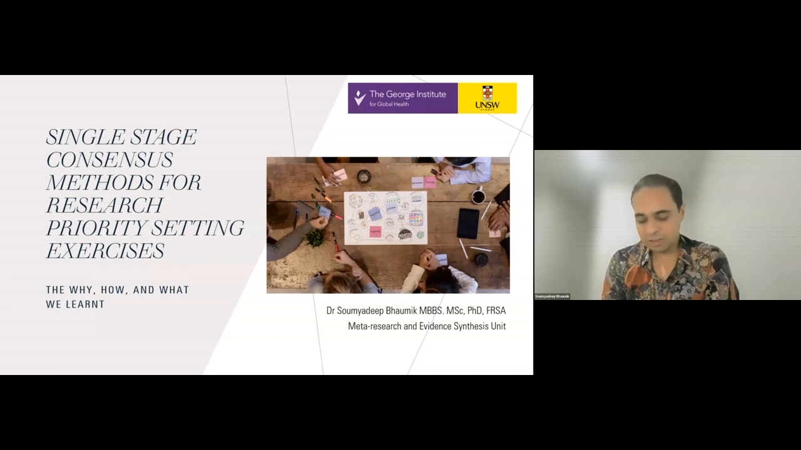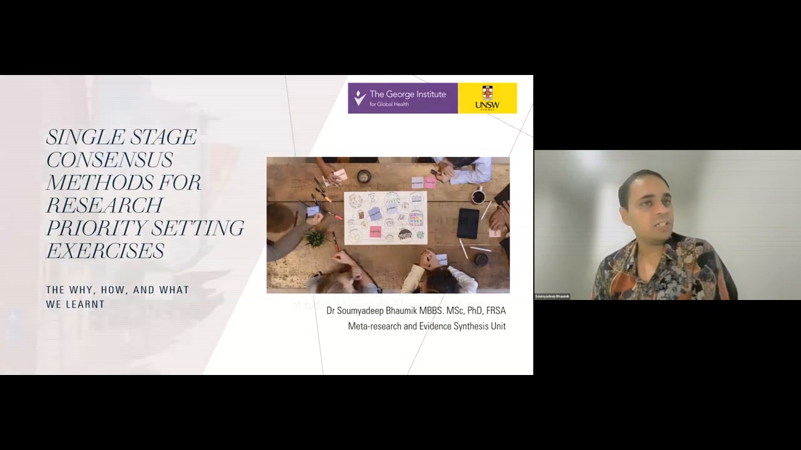But before I do that, just to give a bit of background about myself, I am trained as a medical doctor and as an international public health specialist. I work in the research and evidence synthesis space, and I'm quite interested in justice and equity in the knowledge ecosystem. Our team, the Meta Research and Evidence Synthesis team, is spread across Australia and India, and we work quite a lot with different types of interest holders in the space.